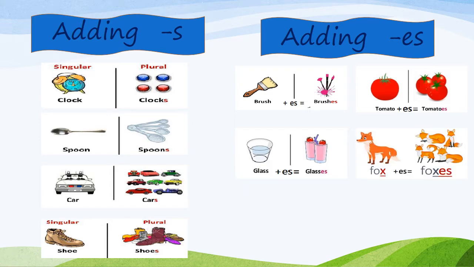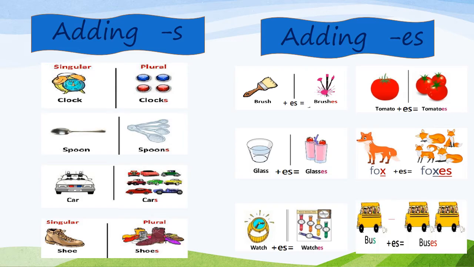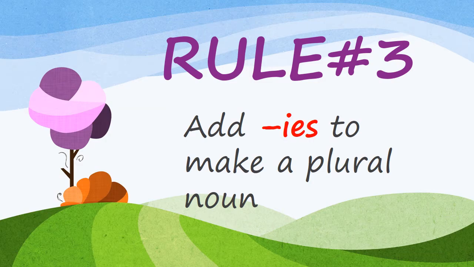Fox, which ends with X. So we add ES and the plural is foxes. Watch, which ends with CH. So we add ES and it becomes watches. And the last one, bus, which ends with S. So we add ES to it and it becomes buses. Rule 3 says add IES to make a plural noun.